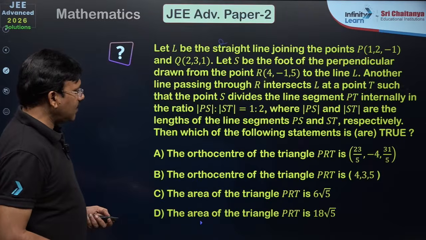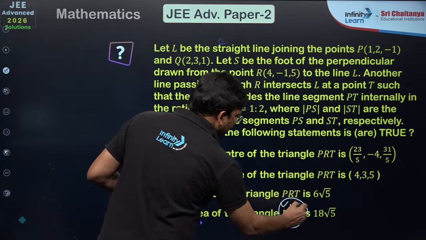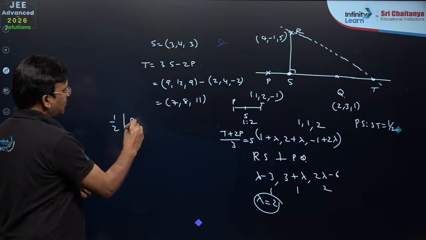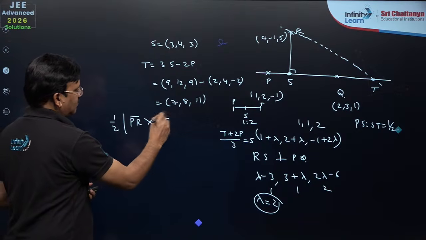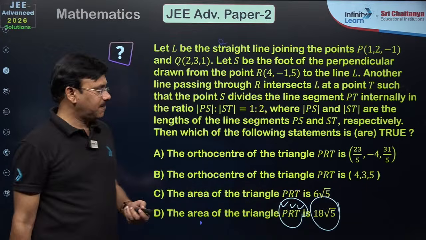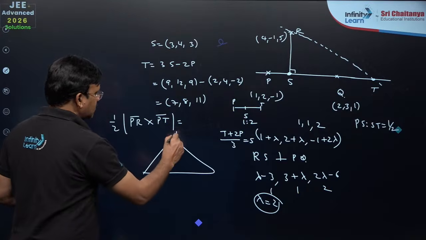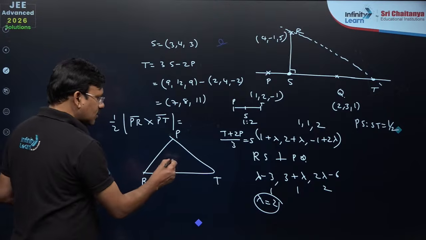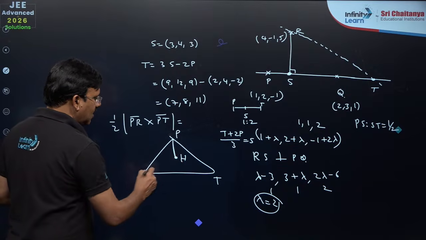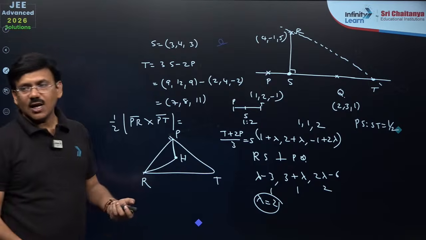Now friends, you know the points P, R, T. How to find the area of the triangle in 3D geometry? Half modulus of PR bar cross PT bar. You can find it, you are going to get 18 root 5 as the answer. Similarly, for the orthocenter of triangle PRT, you can proceed from the answer to the question. Suppose PH DRs and RT DRs, the dot product must be 0. RH DRs and PT DRs dot product is equal to 0.